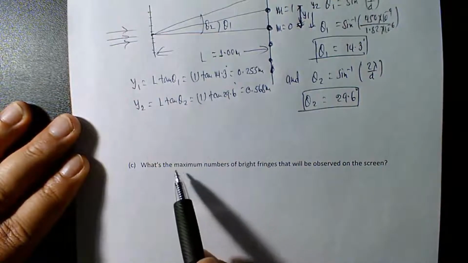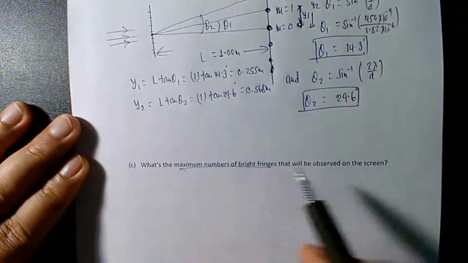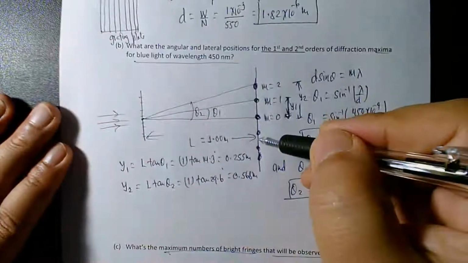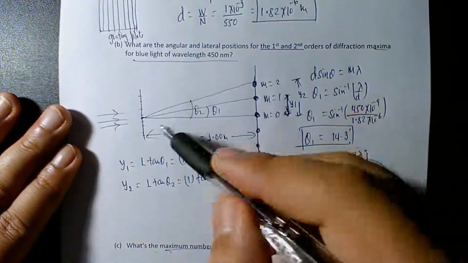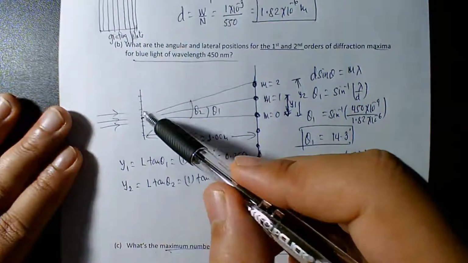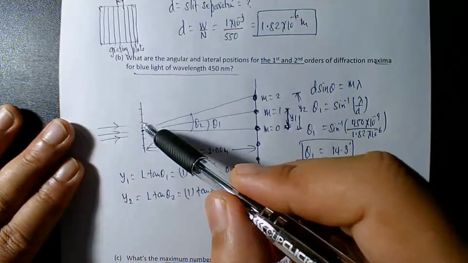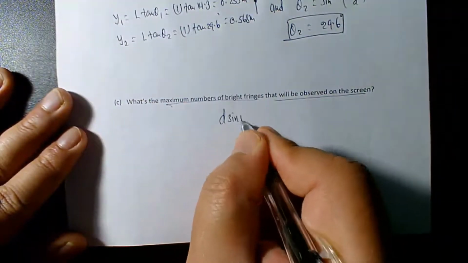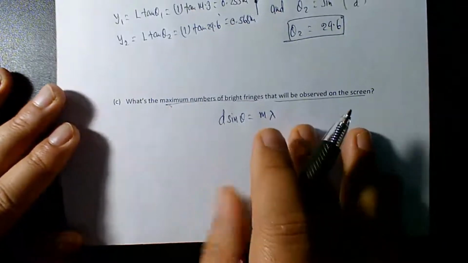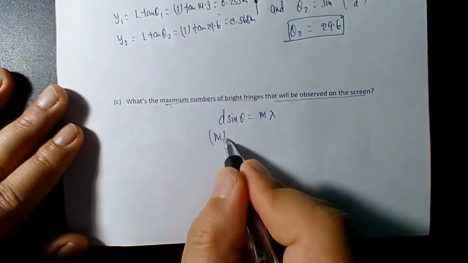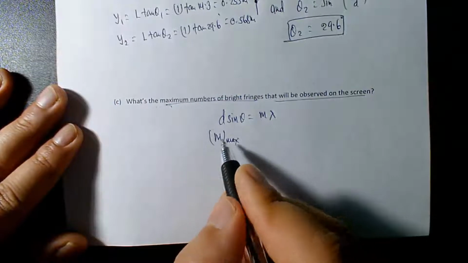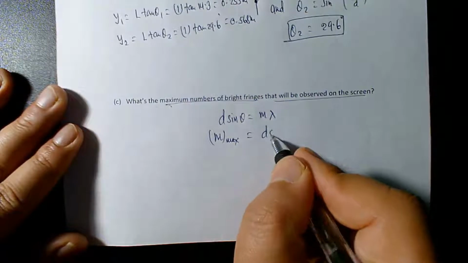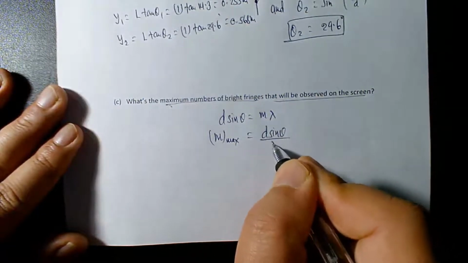Part C is, what is the maximum number of bright fringes that you will observe on the screen? How many dots you can see is limited by the wavelength of the light you used and the number of lines ruled per millimeter on the given diffraction grating. So let's find out. d sine theta is m lambda. Let's first find the maximum possible value of m, which is the number of dots on each side. m represents the number of bright dots on each side, so m is d sine theta divided by lambda.